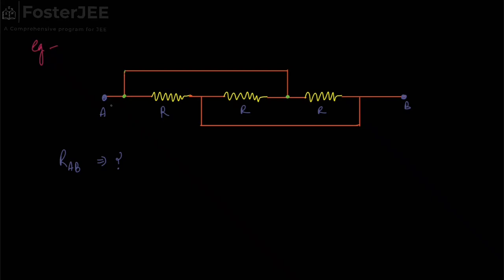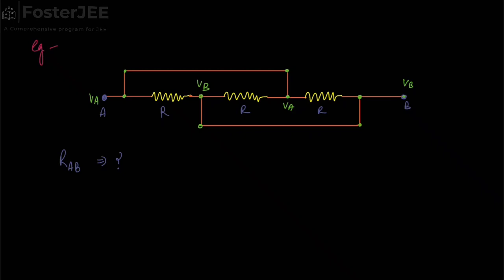Now, if this point has potential VA, then what is the potential of this point? This is also VA. This point is also VA. So similarly, this point is also VA and this point is also VA. Let's remove all other points. This point has a potential of VA. Similarly, if this point has a potential VB, this point has the potential VB, this will also have potential VB, and similarly this will also have potential of VB. Let's remove all the intermediates.